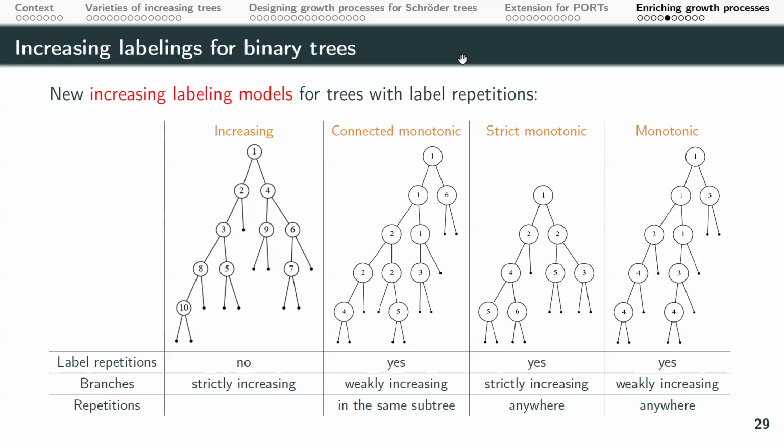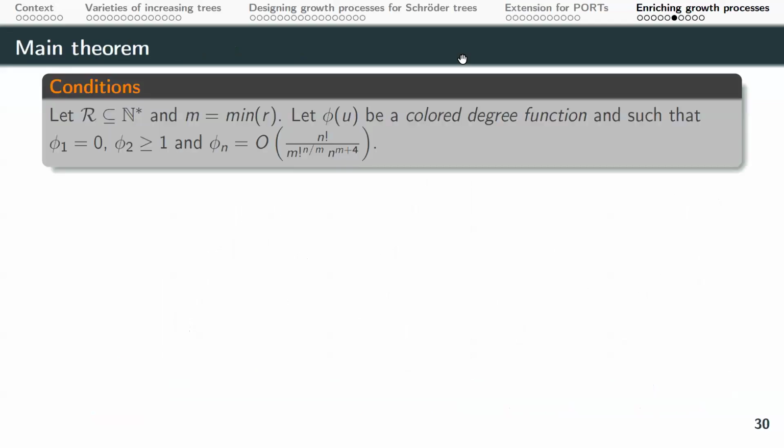So I have 3 shapes with the same labels here. We can obtain strict monotonic, so along the sequence, you have no repetition. Or we can have some monotonic trees where we have label repetition, weakly increasing, and we have repetition anywhere in the tree. And all these models are available through this growth process.